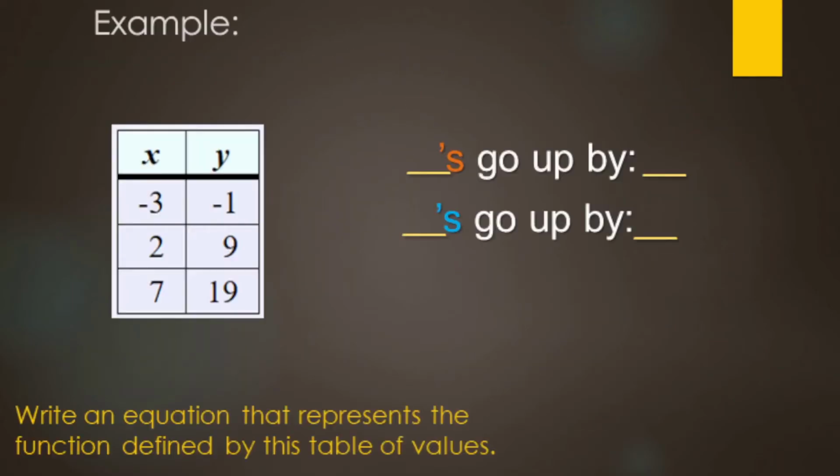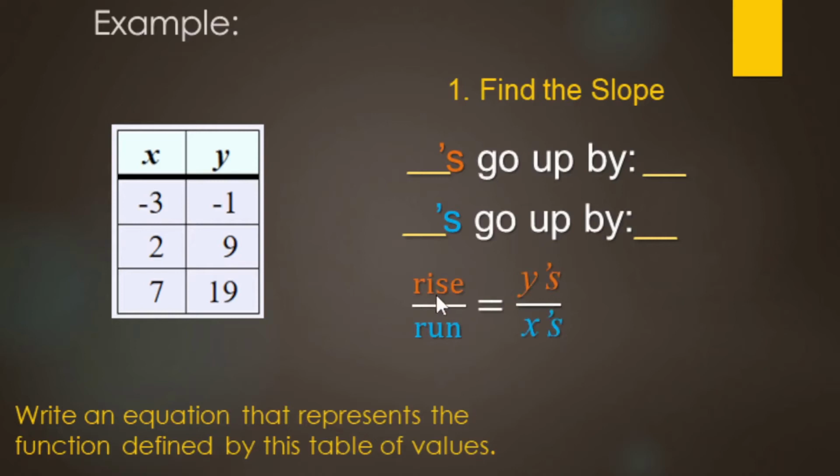Now we're going to switch gears and go from a table into point-slope form. Step 1, find the slope. Remember, slope is rise over run, the change in y's over the change in x's. We'll start out with the y's. Remember with tables, we read them from top to bottom, so we're going from -1 to 9 to 19.